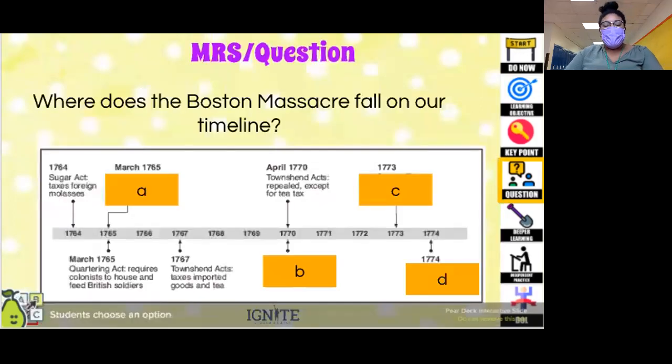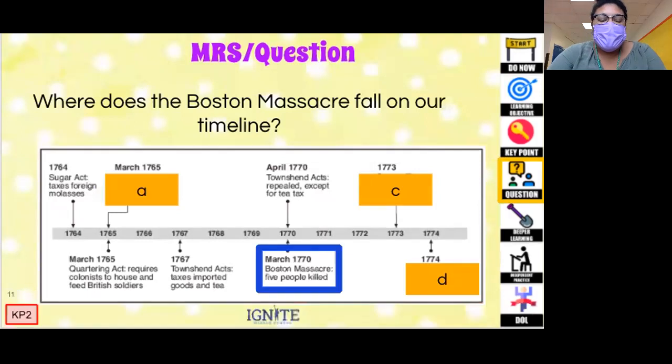My next question is, where does the Boston Massacre fall on our timeline? A, B, C, or D? Go ahead and select where you think the Boston Massacre falls on this timeline. Great, so the Boston Massacre is letter B. It occurred in March of 1770. 5 people were killed.